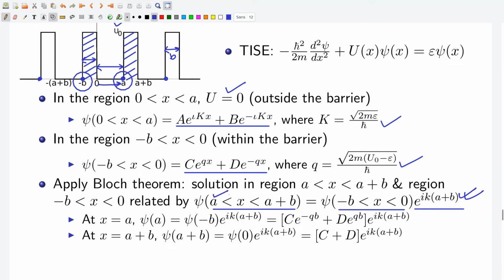At x equal to a, psi of a is related to psi of minus b by this equation. And at x equal to a plus b, psi of a plus b is related to psi of 0 by this equation.